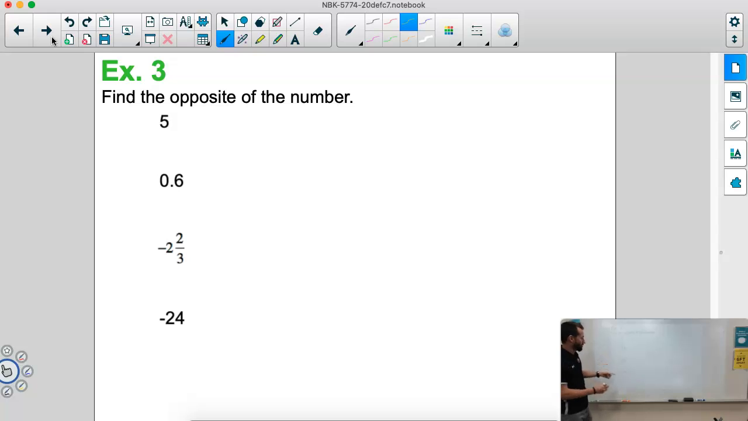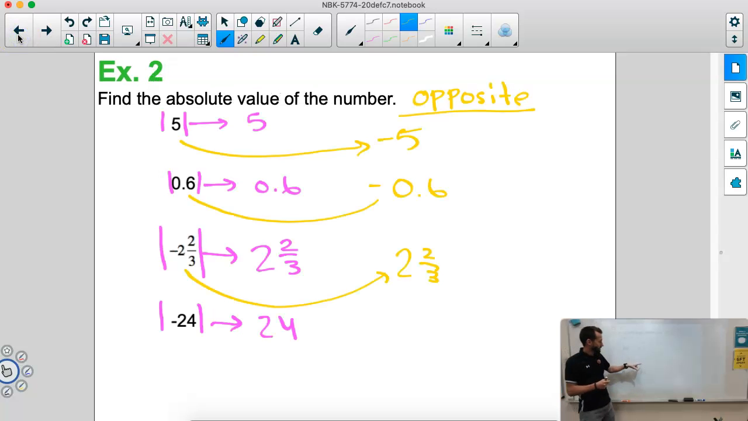So the opposite, I was just doing those. The last one, the opposite would be 24. Sorry, I did that on the last slide. But again, it's just going to change the sign. So sometimes, like on this one, the absolute value and the opposite are the same. You can kind of see that here. The absolute value, 2 and 2/3. The opposite, 2 and 2/3. But here, the absolute value is 5. The opposite is negative 5. You want to make sure you catch that change. They're not always the same.